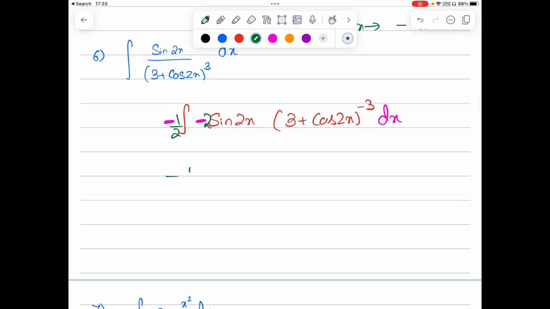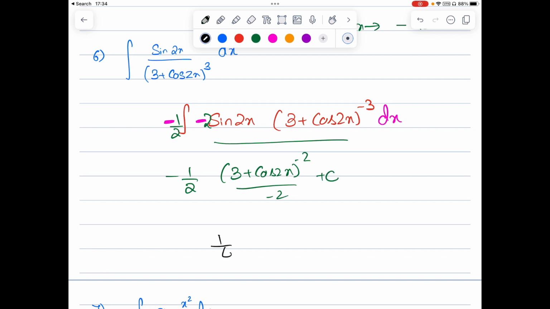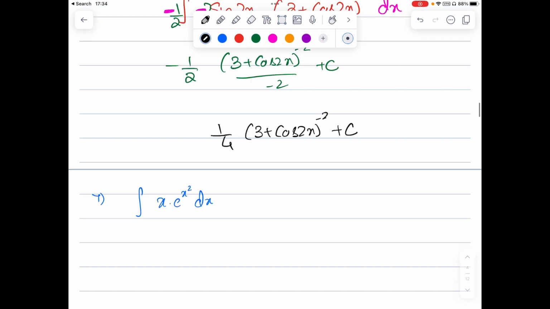So multiply and divide by 2, negative 1 upon 2. So this entire thing is that formula. (3 plus cos 2x) whole to the power of negative 2 upon negative 2 plus c. So what is going to be the answer? 1 upon 4 (3 plus cos 2x) whole to the power of negative 2 plus c.